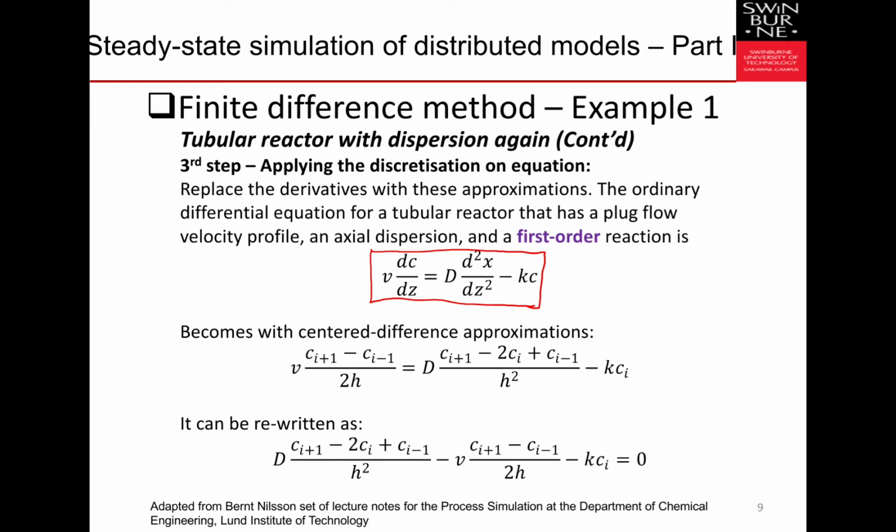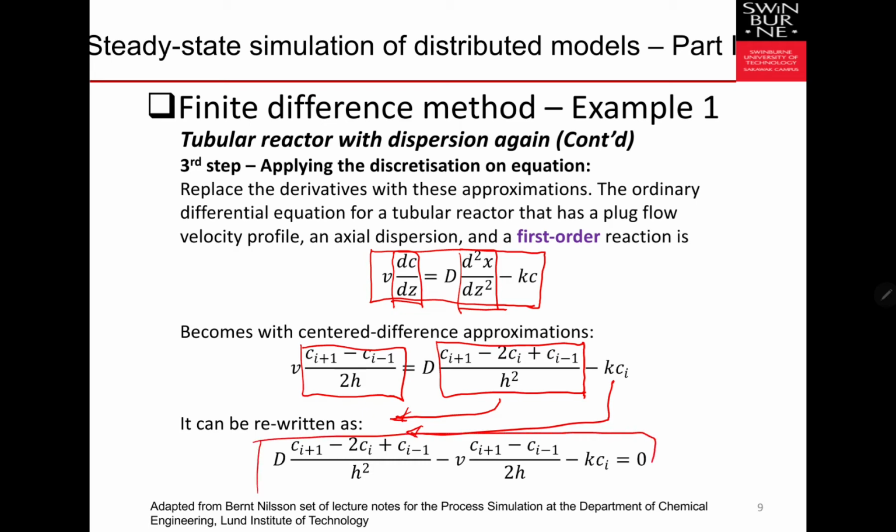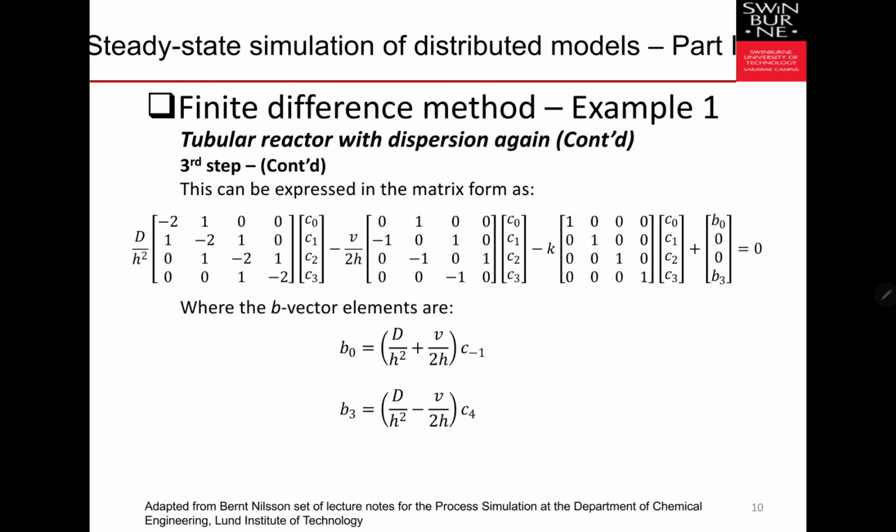Then we replace this dc over dz with this center difference approximation, and also this second order derivative with this finite difference approximation. After we move everything into the left hand side, including this term, we have this particular expression. This can be expressed in the matrix form as this.